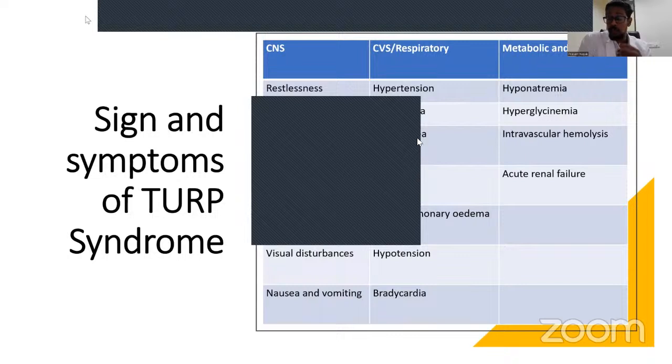There could be interstitial and pulmonary edema, and hypoxia. Hypotension also occurs because of that excessive fluid overload. Cardiac toxicity occurs, and hypotension and bradycardia could also occur. Next, coming to the metabolic effects, the patient would have hyponatremia, as I said, because of excessive fluid overload and dilution. They would have hyperglycemia because of the 1.5% glycine solution that you're using as irrigating solution that gets absorbed, and glycine gets converted into various toxic metabolites, and that could lead to side effects. There will be intravascular hemolysis, and the patient may end up with acute renal failure.